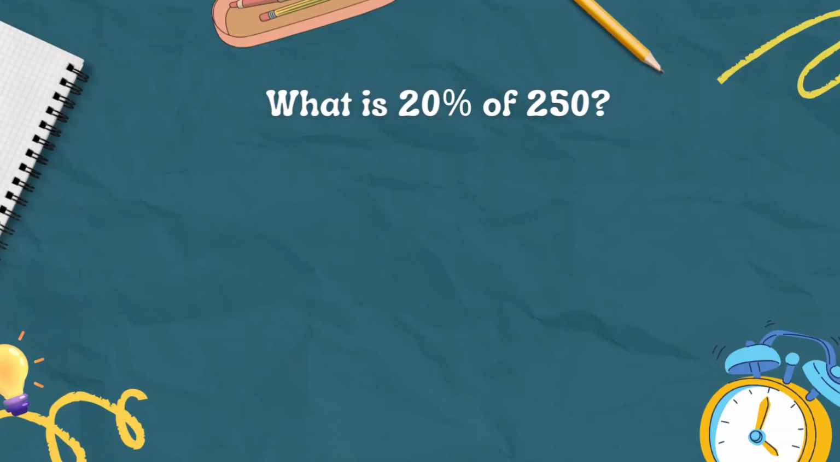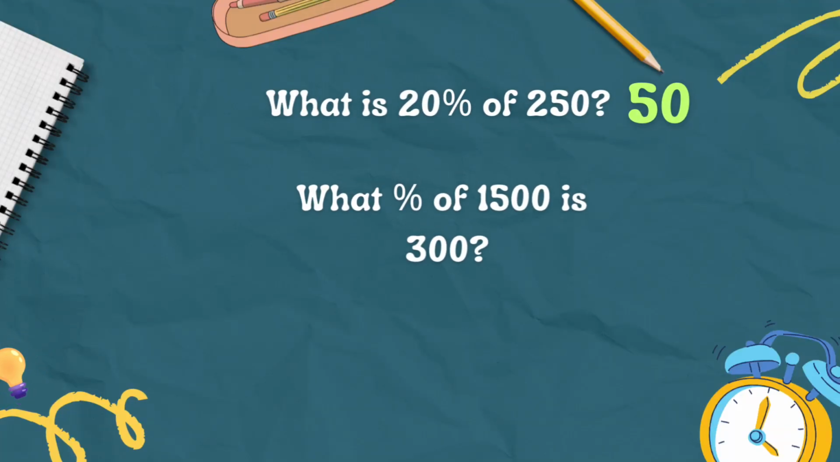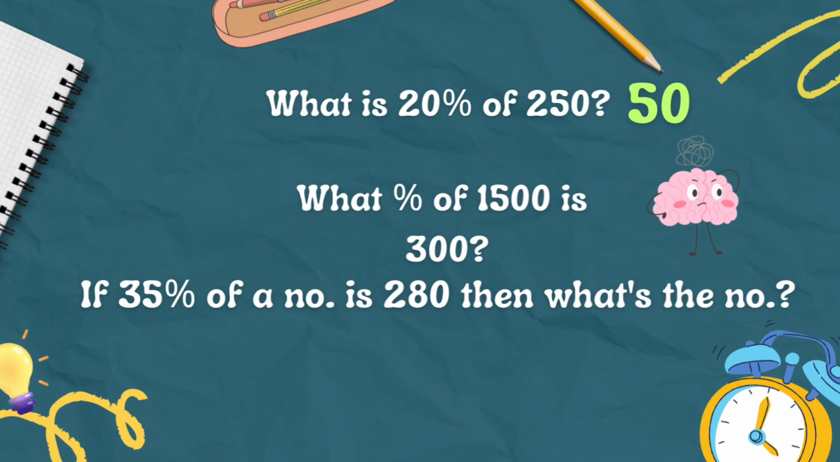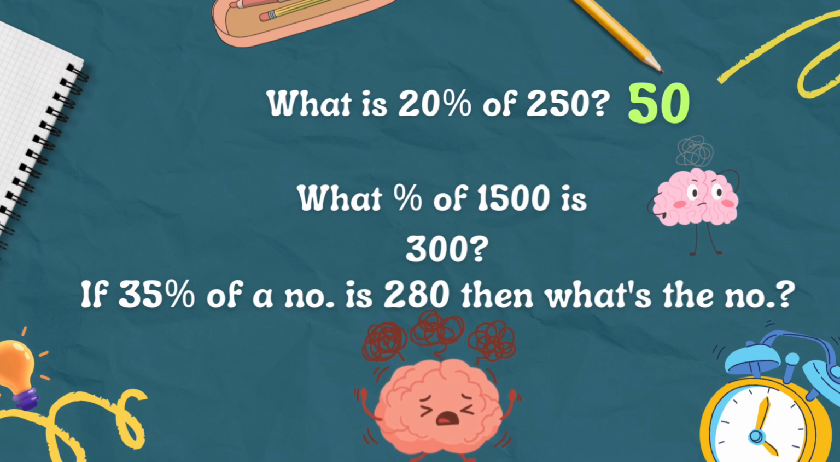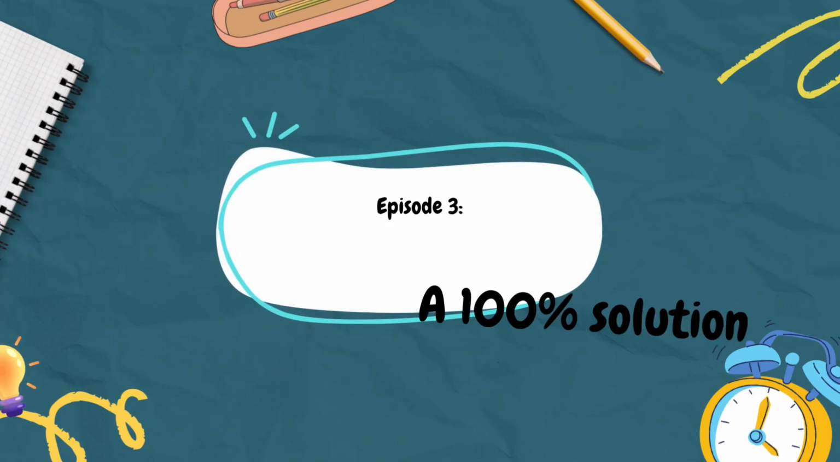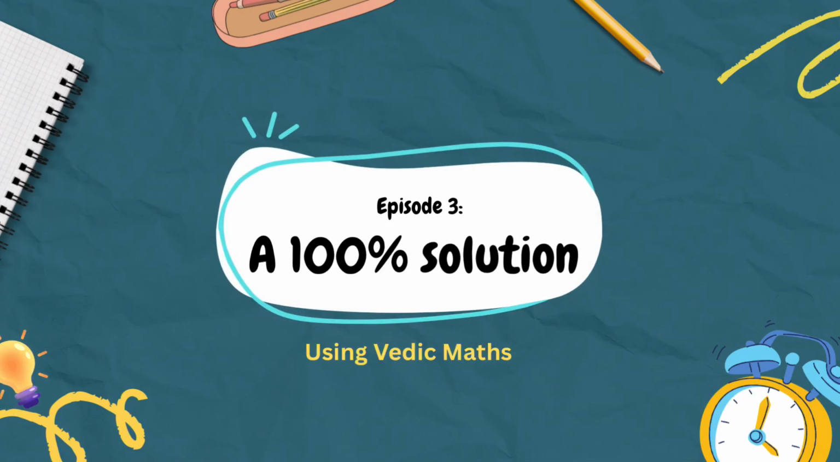What is 20% of 250? 50, easy. What percent of 1500 is 300? Bit confused. If 35% of a number is 280, then what is the number? Whoa, hold on. Boggled, confused, don't be anymore. Welcome to episode 3 of 100% Solution using Vedic Maths.